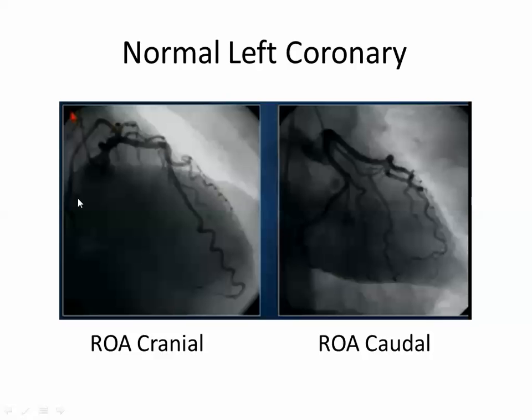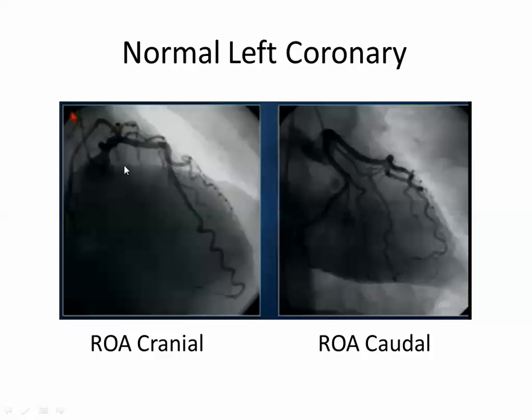If it's cranial, you can comment on both the mid and distal segments. While if this is caudal, the proximal segment appears well, but the mid and distal are foreshortened. You can't comment on this vessel. It's clear? So what's this? RAO cranial, as you say. So what are the walls?